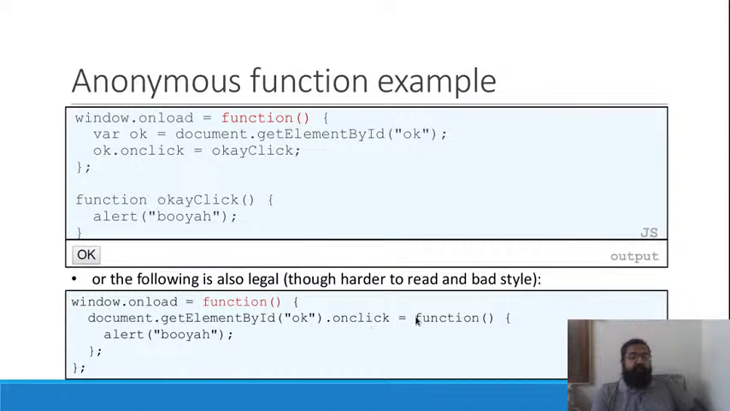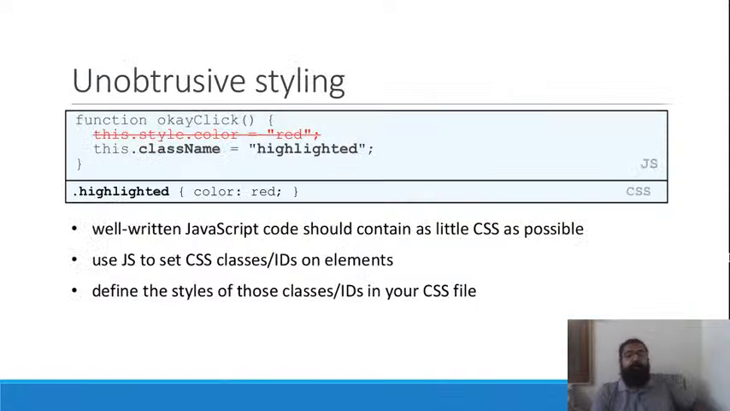So this particular function alert booyah is defined from this function parenthesis, empty parenthesis, opening curly brace, alert booyah semicolon, and then closing curly brace semicolon. So that is where this particular function booyah is defined as an anonymous function.